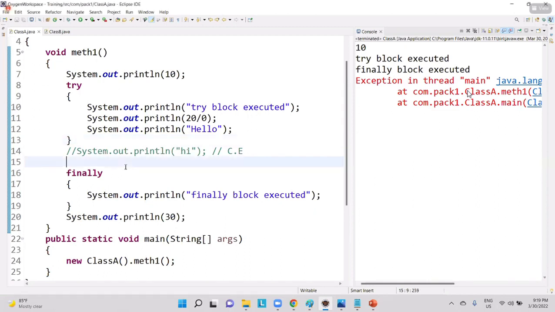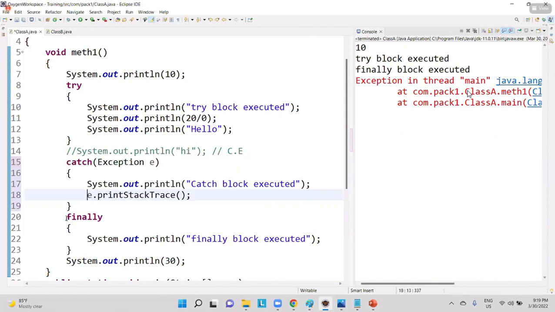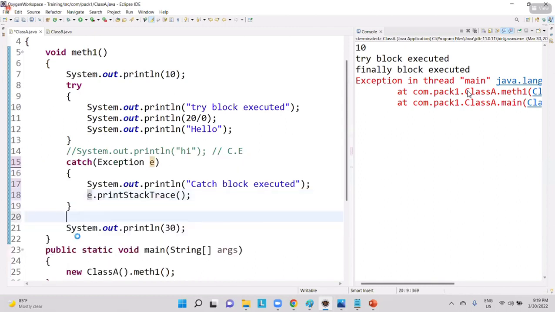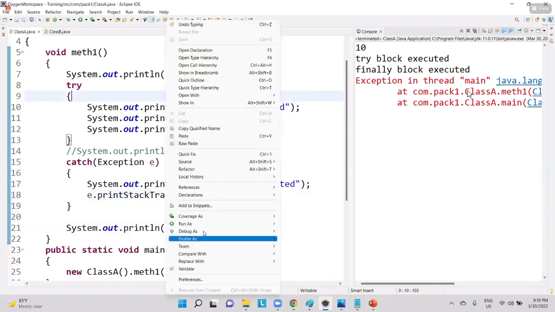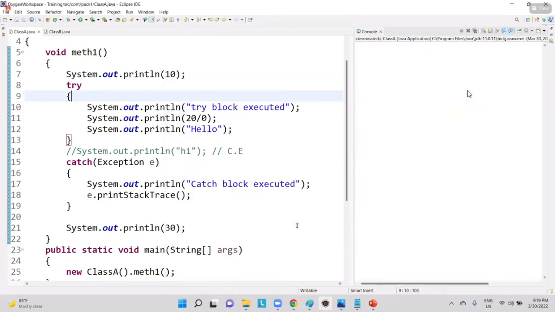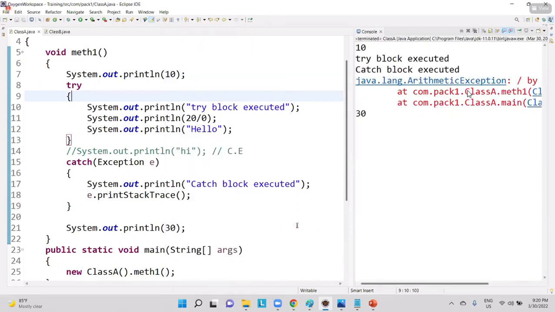We'll do one thing, guys. For example, let me remove this finally block. Now execute. Right click, run as Java application. Tell me, exception handled? So now tell me, catch block and finally block, which one is more important? Catch block. Then what is the use of finally block?